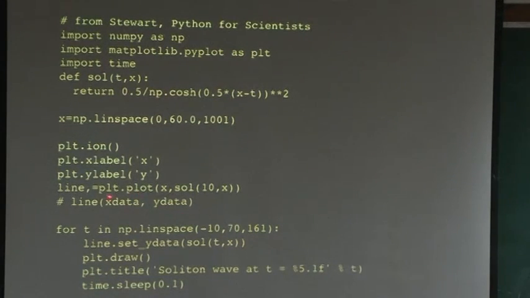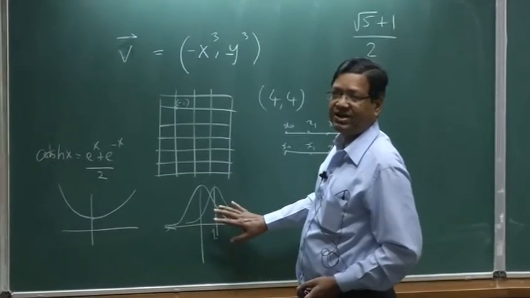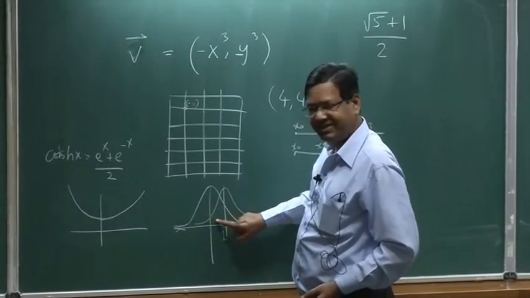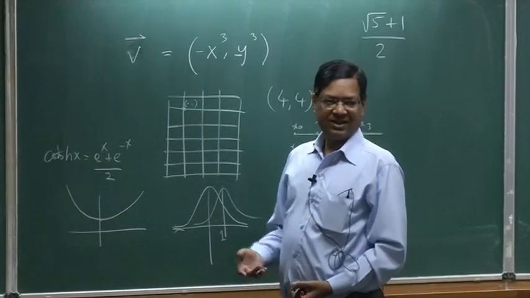So x data is fixed. X data here is 0 to 60, 1001 points. Now when I execute this function, x data will remain the same, but my y data will change at different times. At t equal to 0 it is this, at a later time it is this. So the value of y at every x is changing at different times, and that is what I need to feed in.